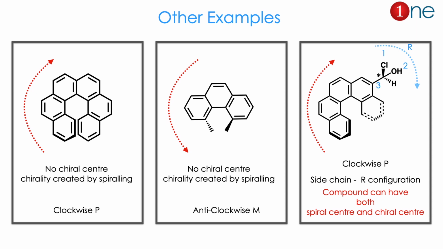Another important fact here is the compound can be attached with another chiral center, like the usual one with 4 different atoms: chlorine, alcohol and hydrogen. So it will have two kinds of chirality here, spiral chirality as well as the chiral center. So the compound can have both spiral chirality as well as a chiral center.